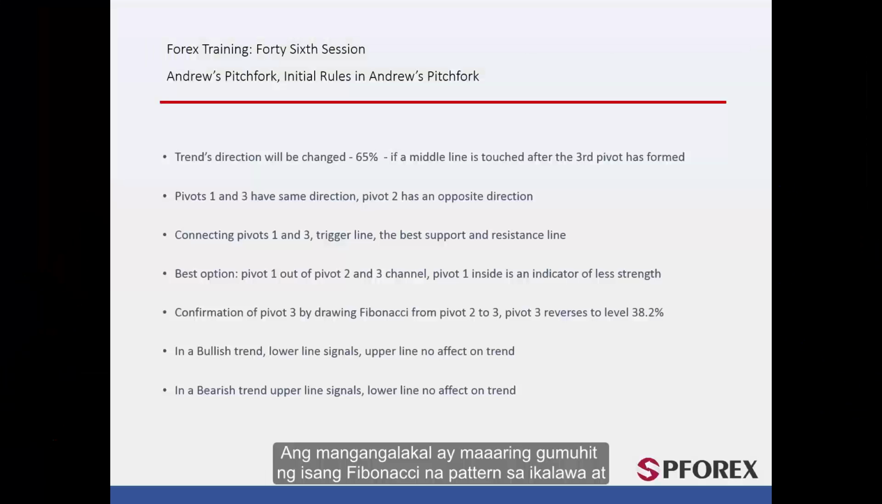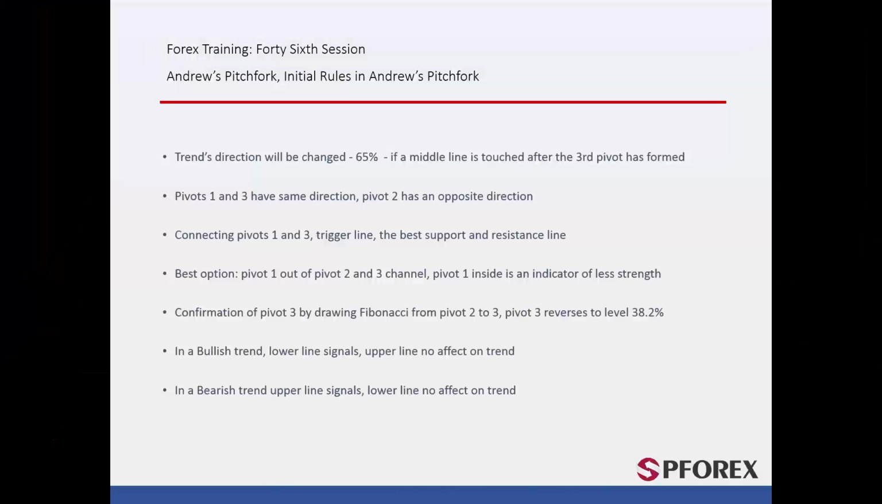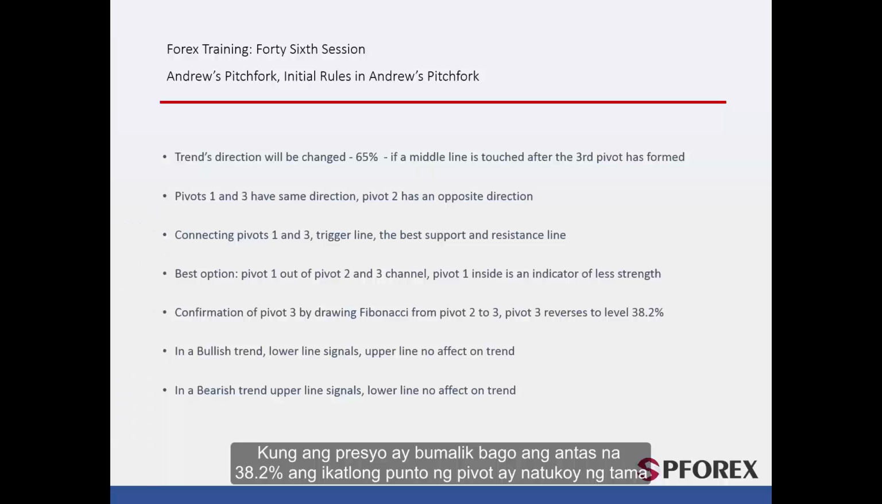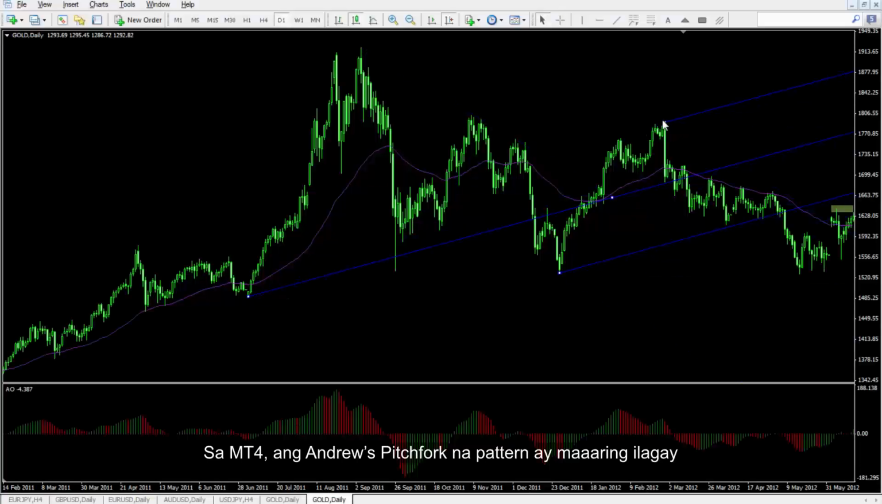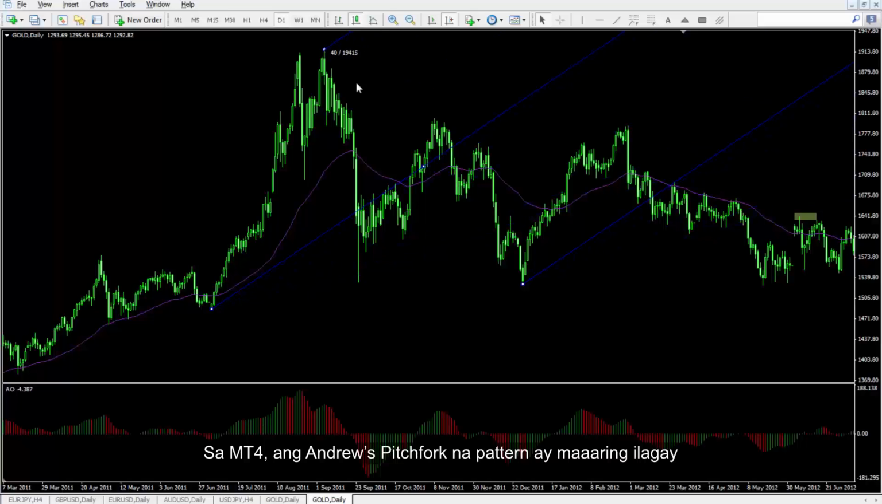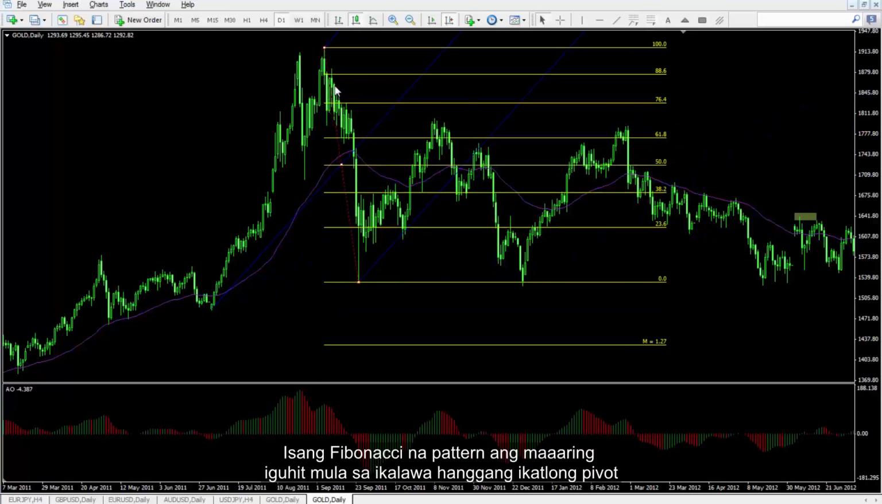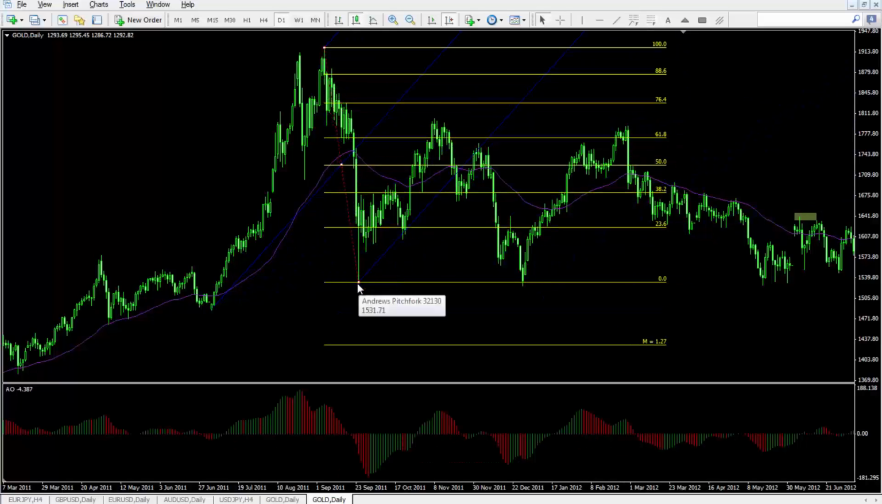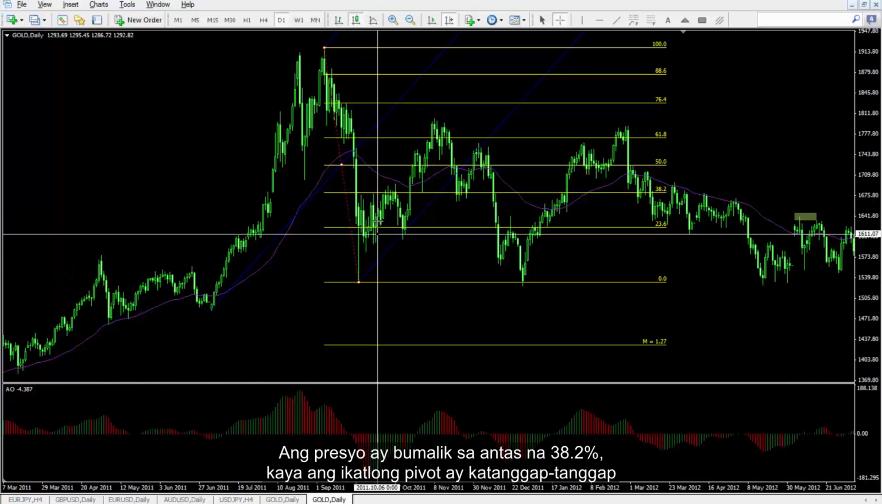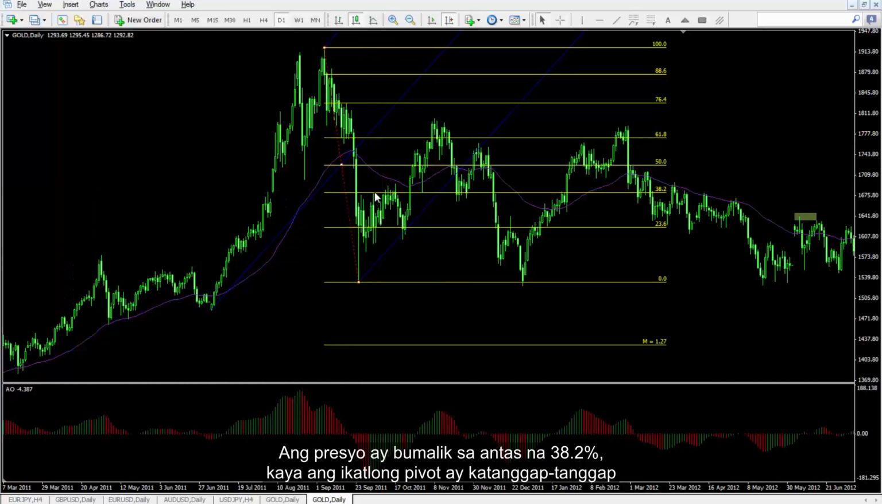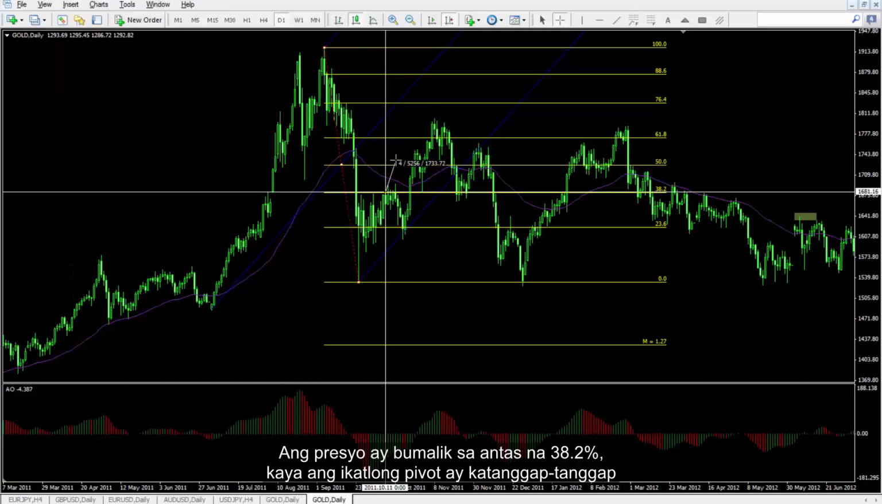A trader can draw a Fibonacci pattern on the second and third pivots to check if the third pivot point is detected correctly. If price returns before level 38.2, then the third pivot point is determined accurately. On MetaTrader 4, an Andrew's pitchfork pattern can be placed. A Fibonacci pattern can be drawn from the second to the third pivots. Price has returned to level 38.2%. Thus, the third pivot is acceptable.